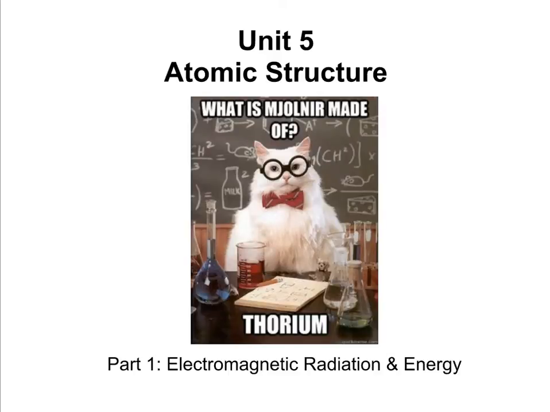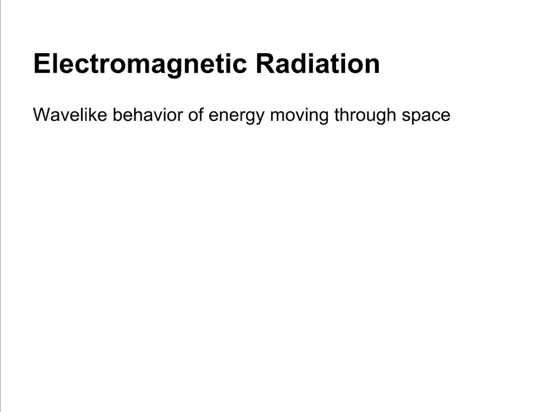Unit 5 is titled Atomic Structure, and in Part 1 we're going to talk about electromagnetic radiation and energy. Electromagnetic radiation is the term that's been given to the wave-like behavior that energy exhibits as it moves through space. Hopefully you've seen something that looks like this before, but as energy is moving through space, say from the sun out to the planets, it moves in a wave.